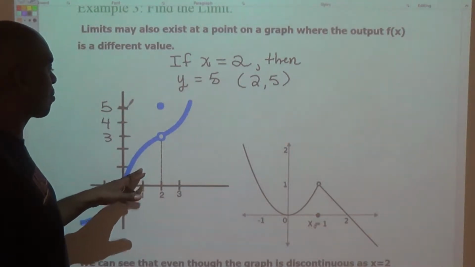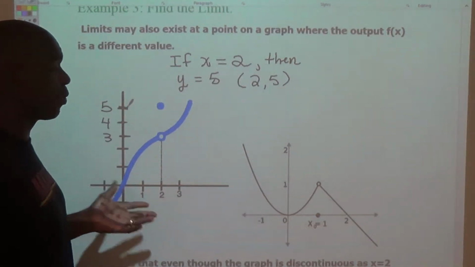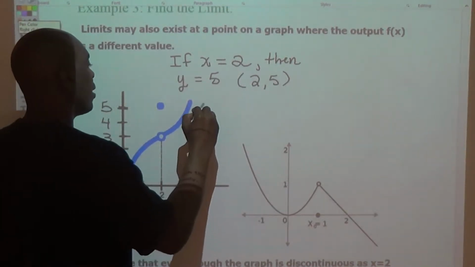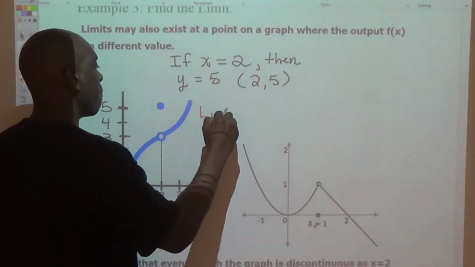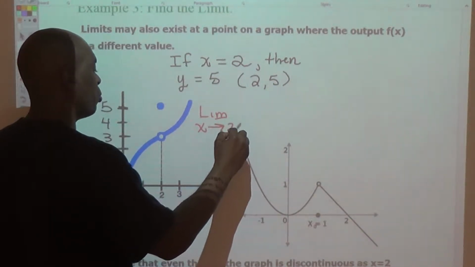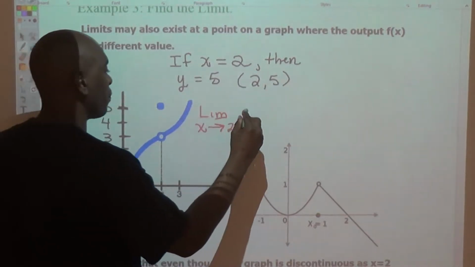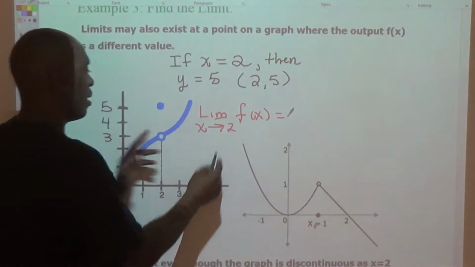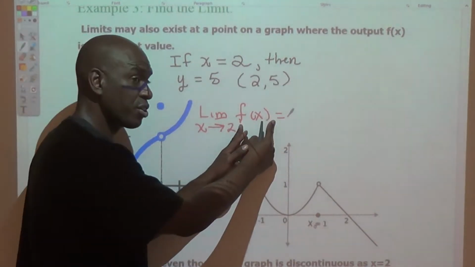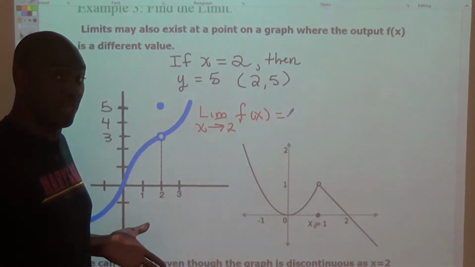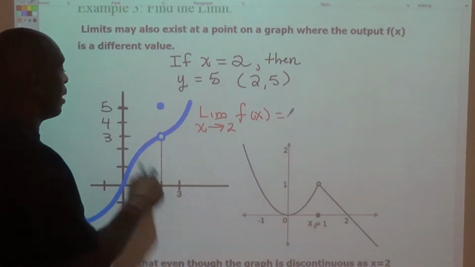So in this case, what is our limit? Well, let's see. For this graph, the limit as x approaches 2 of this function here, I don't know what the function is, let's call it f of x. As x approaches 2 of the function f of x here in blue, what is the value of the limit? Okay, it's not 5.